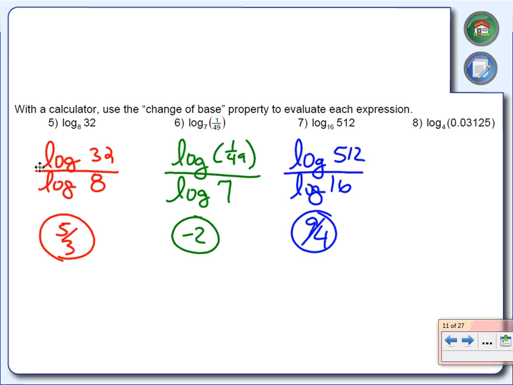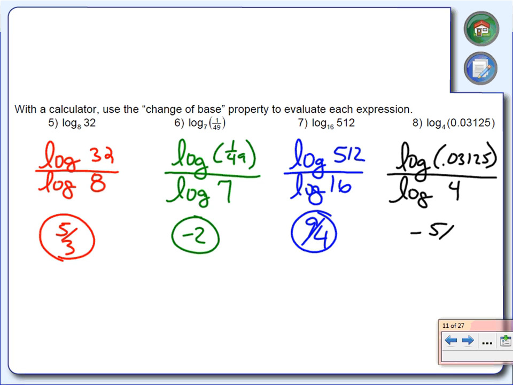And then the last one, same idea. We'll use our change of base property, so that now becomes log of 0.03125 divided by the log of 4. And what do you get when you divide those two things? Give me the fraction. -5 over 2. So number 8 should be -5 over 2. So again, in order to get these, we had to change them using that change of base property.